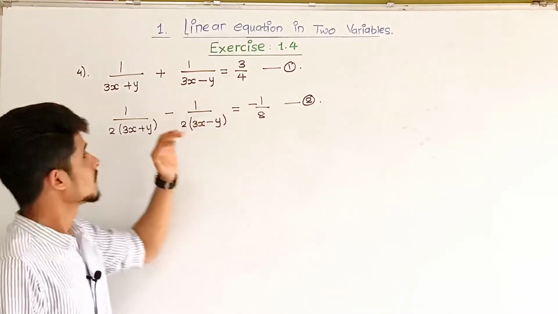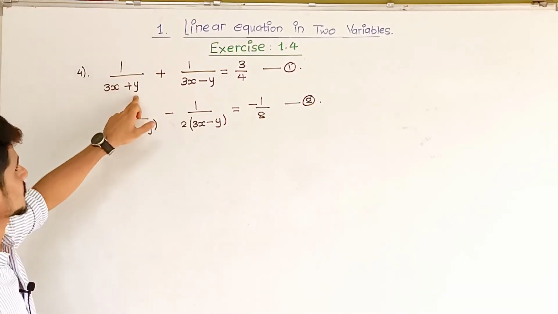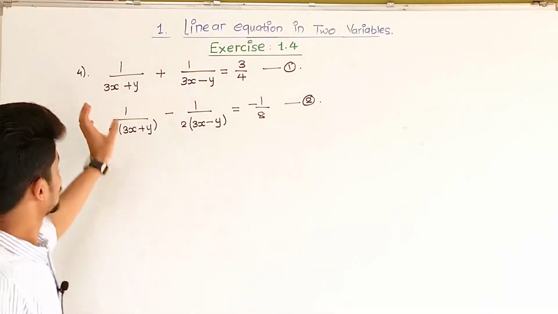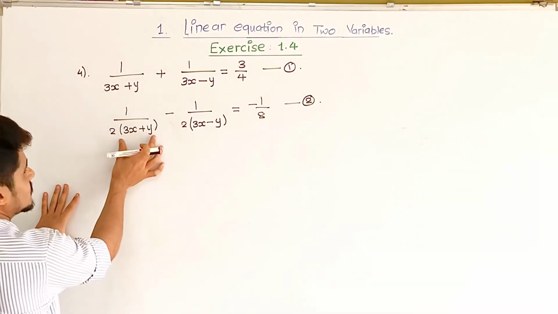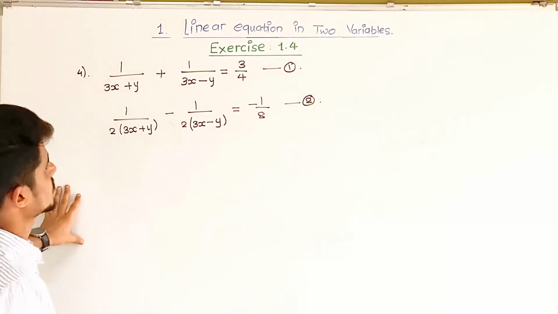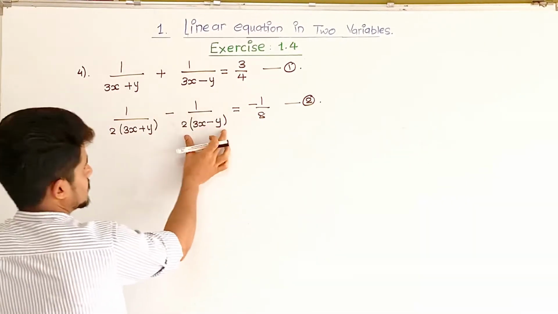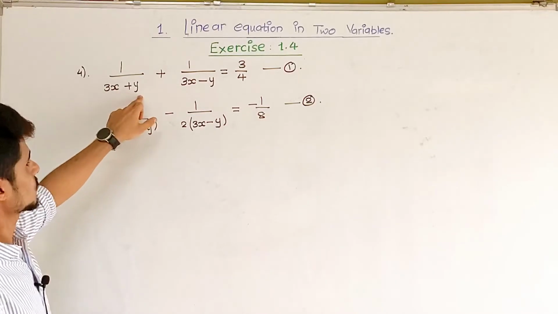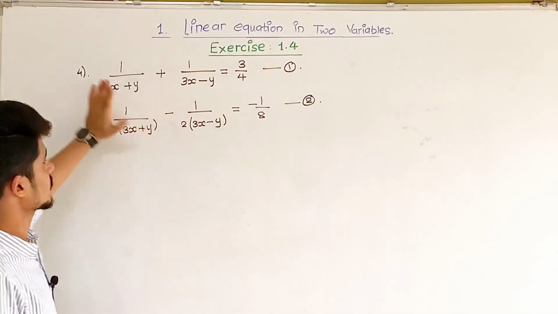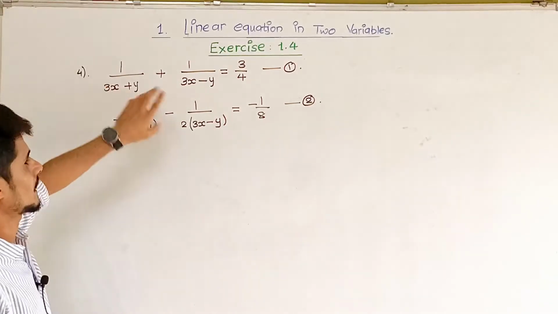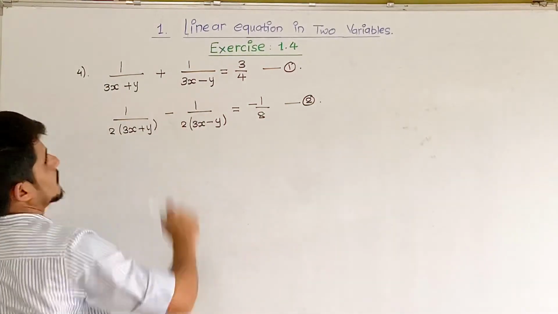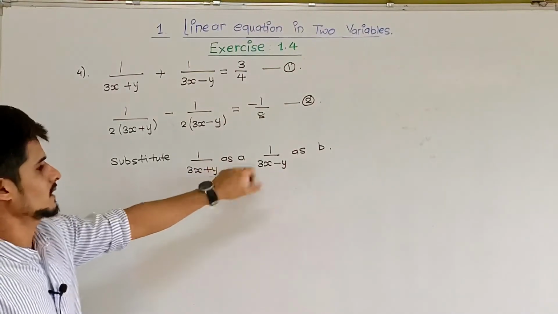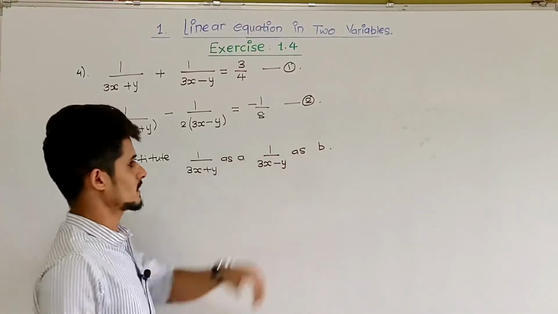So in this sum, we'll substitute 1 upon 3x plus y as a and 1 upon 3x minus y as b, because 3x plus y and 3x minus y are common in both the equations. As you can see, 3x plus y and 3x minus y are in the denominator. So we'll substitute 1 upon 3x plus y as a and 1 upon 3x minus y as b.